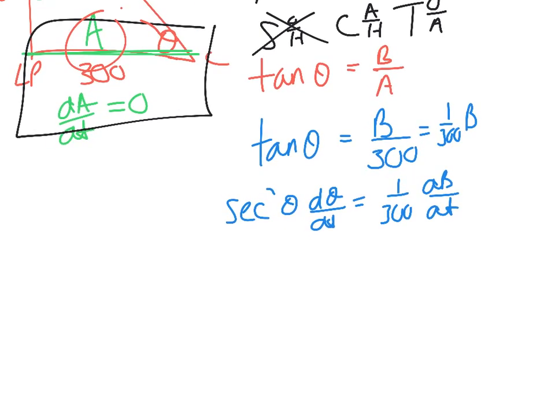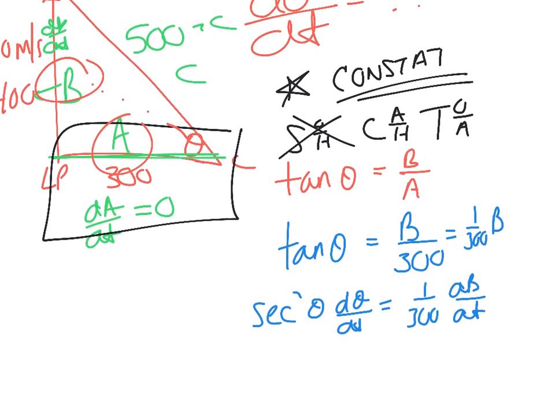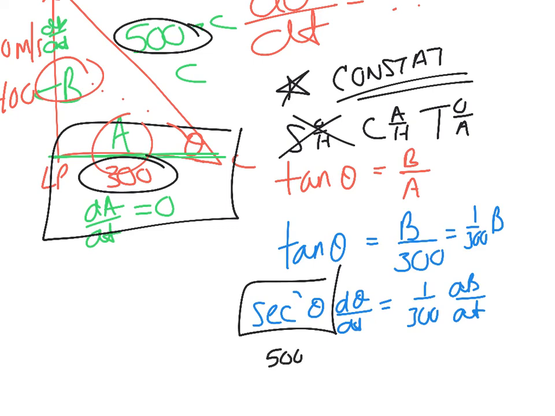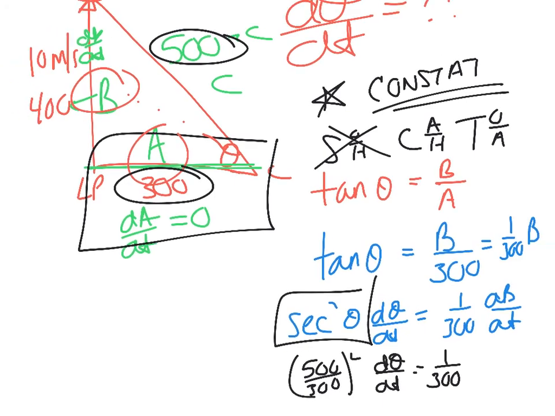So now I'm going to plug in everything I can. So I'm going to need that picture on my screen. To get secant, you are literally taking the ratio of cosine and flipping it upside down. So cosine is adjacent over hypotenuse. That would be 300 over 500. And I'm going to flip it and square it. So 500 over 300 squared d theta dt equals 1 over 300. Now dB dt we knew. They told us dB dt, if I scroll back here, was 10.